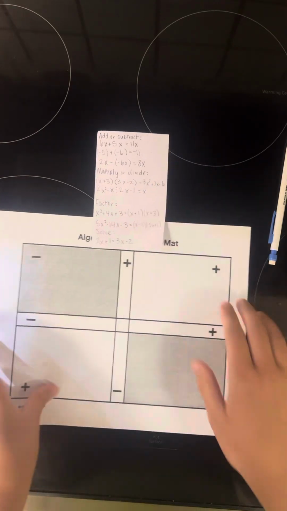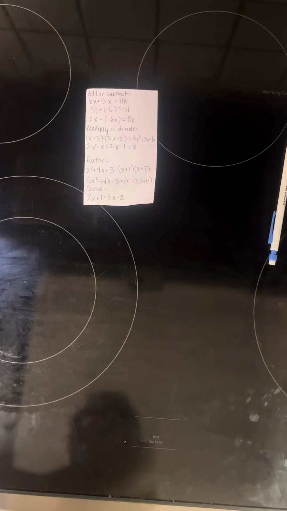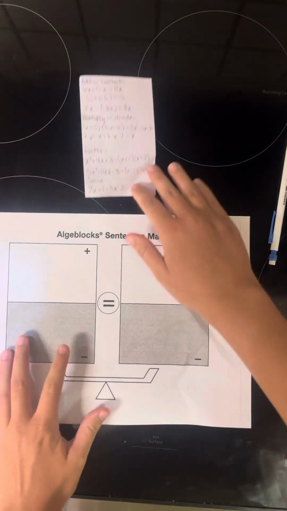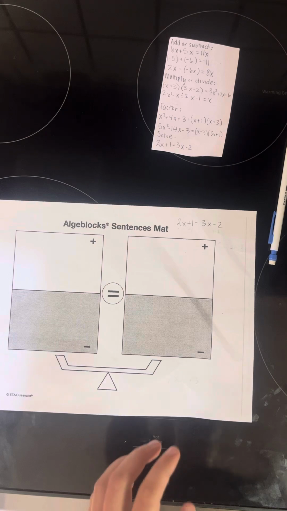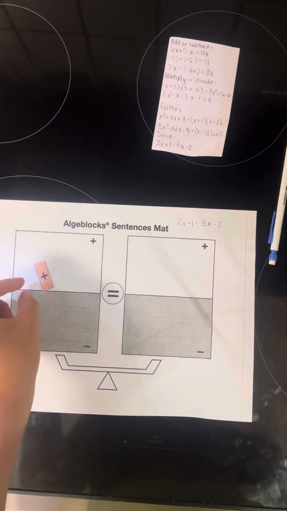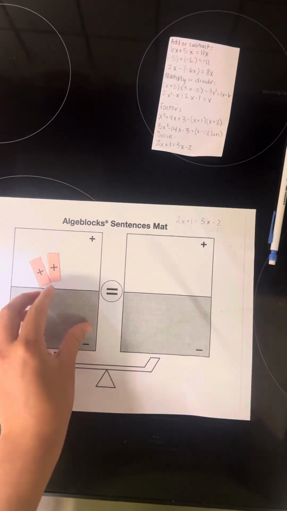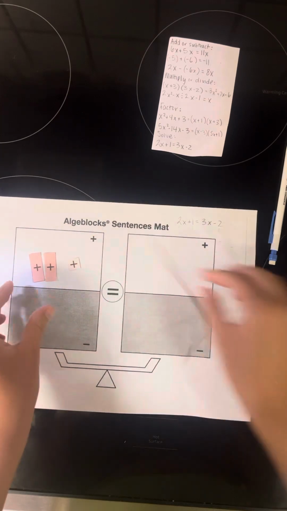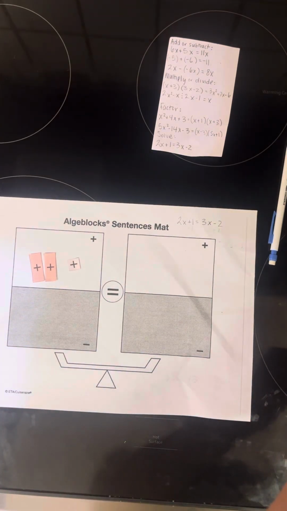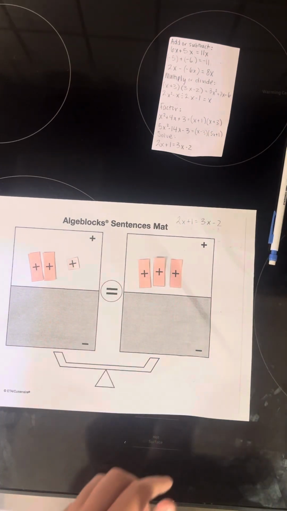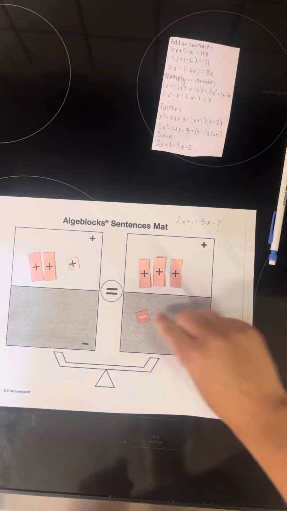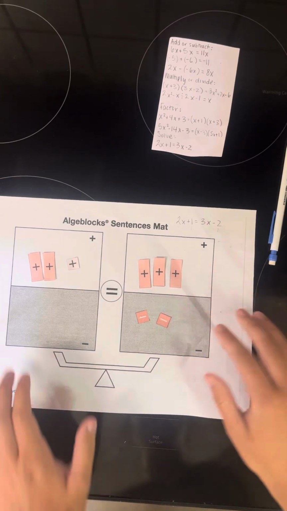Okay, so for our last problem, we're going to use our sentences mat. I have the problem written down right here. We are trying to solve for x here. So we have that 2x plus 1 equals 3x minus 2. So make sure you're looking at if it's positive or negative. So we need negative 2 down here. So we know this is equal.